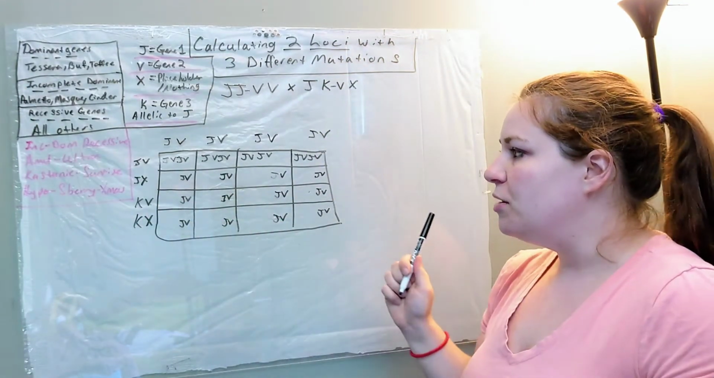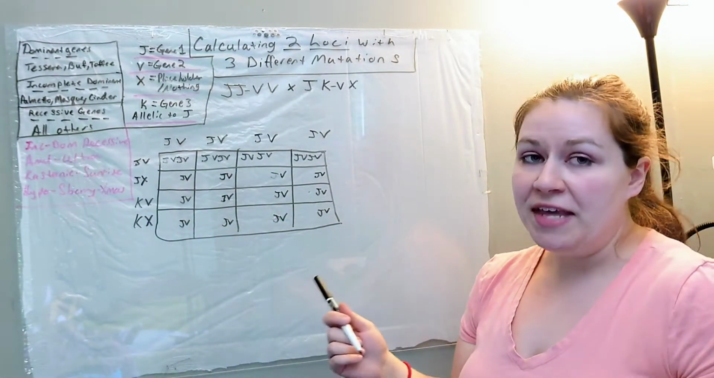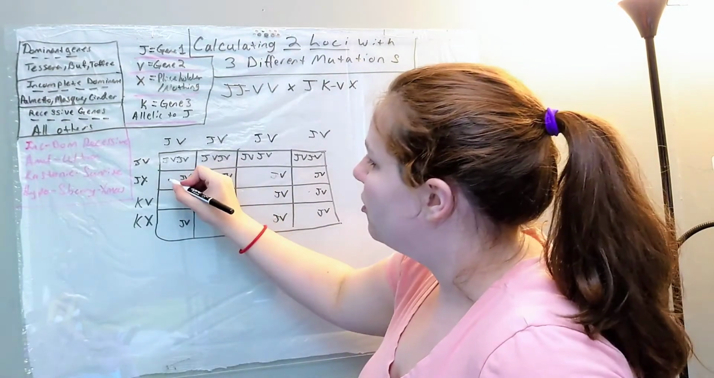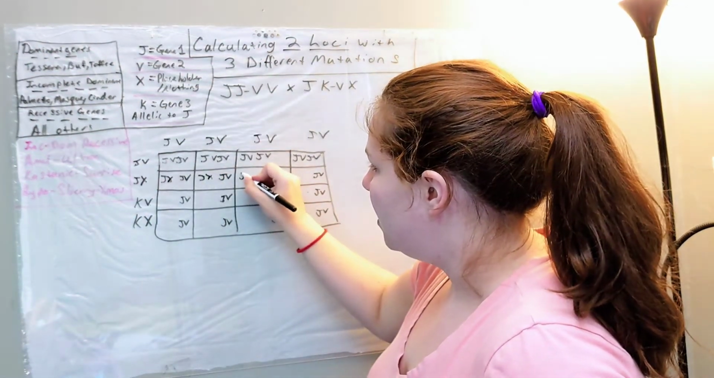So it's time to go ahead and move everything else across. Now this is JX, which means more of the heterozygous J. So I'm going to go ahead and put JX all through here. JX, JX.